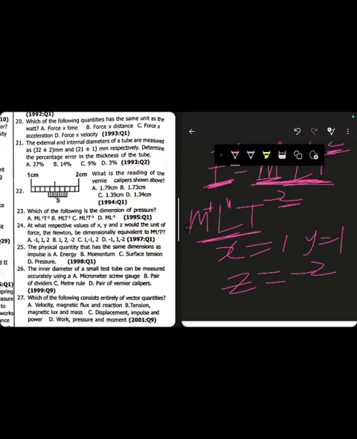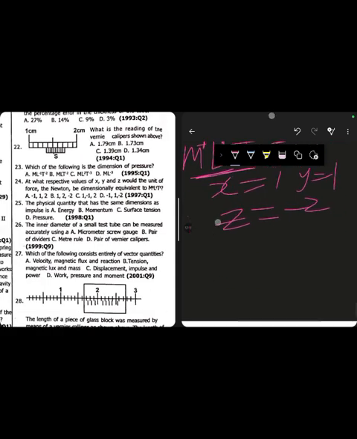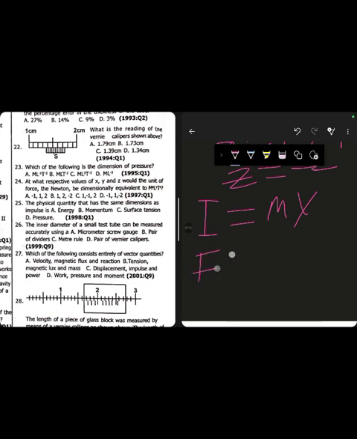25 says the physical quantity that has the same dimension as impulse is momentum, basically. When we deal with the topic, you will understand it better. Impulse, remember, is equal to change in momentum. According to Newton's second law, impulse is force times time, which is equal to mass times velocity. Probably try it as an assignment. Check the dimension for both of them if they are the same.